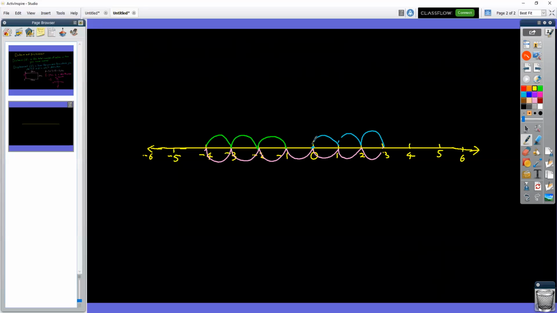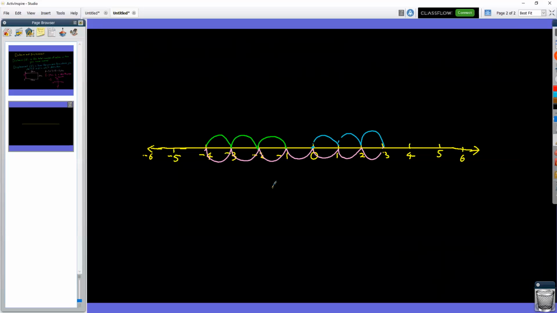So I started here. I went 3 to the right, and then 7 to the left, and then another 3 to the right. So all up, I walked 13, let's say they're meters, 13 meters. Okay. But what is my displacement? This is my distance. Let's change colour.